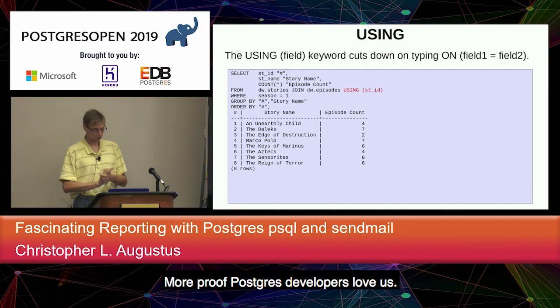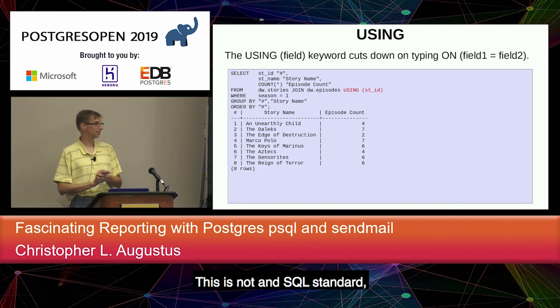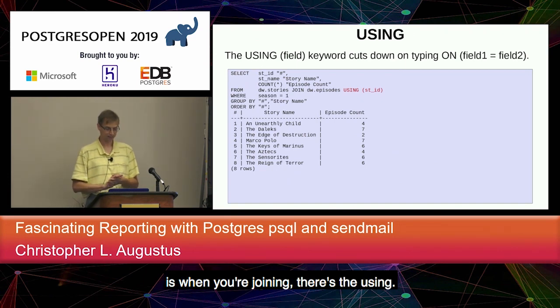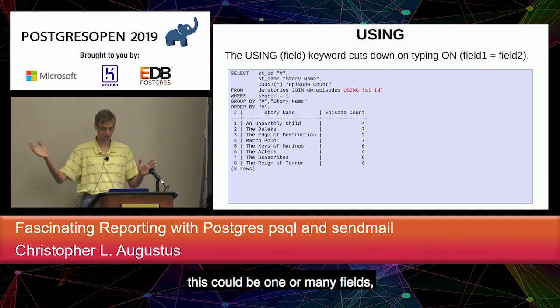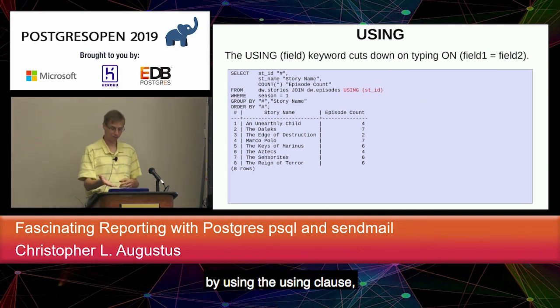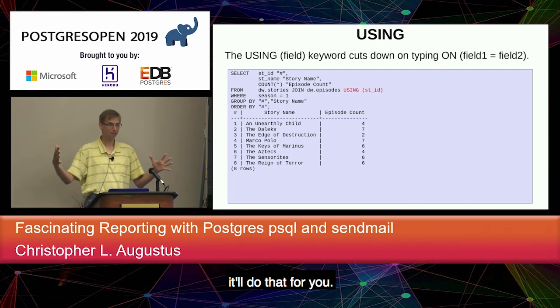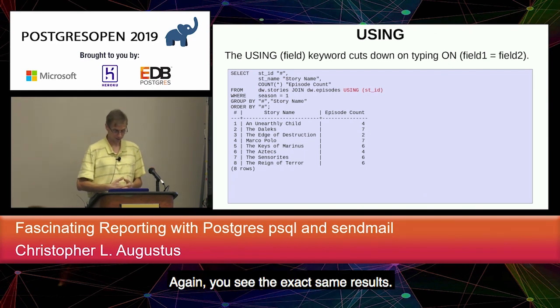More proof Postgres developers love us, and this is not in the SQL standard, is when you're joining, there's the using clause. If you happen to be joining on the exact same field name between tables, and this could be one or many fields, by using the using clause, it'll do that for you. And so again, you see the exact same results.